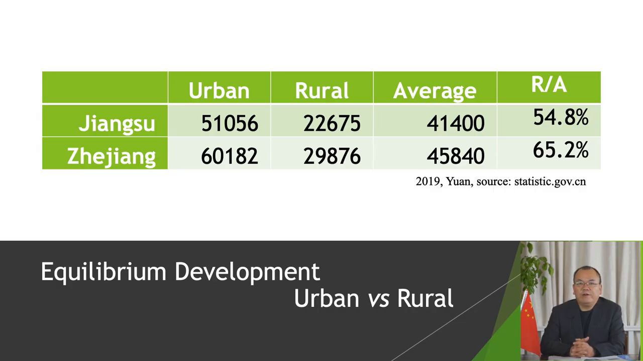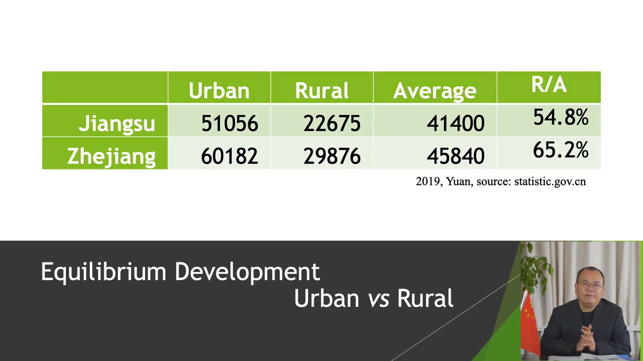Vertical equilibrium development. Vertical means a comparison between urban and rural areas. Here again, I made a comparison between the two provinces, Jiangsu and Zhejiang. We know Jiangsu and Zhejiang are neighbors. For Jiangsu province, its average income in urban areas is 51,000. In rural areas is 22,000. Average is 41,000 yuan.